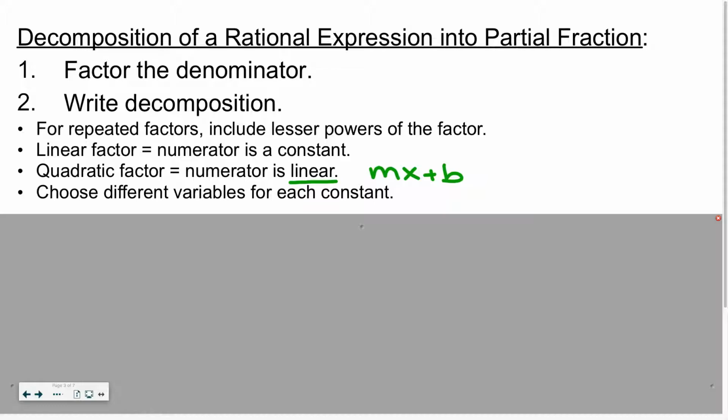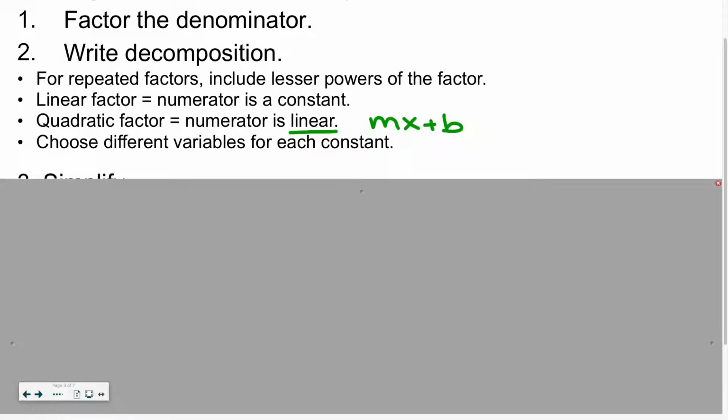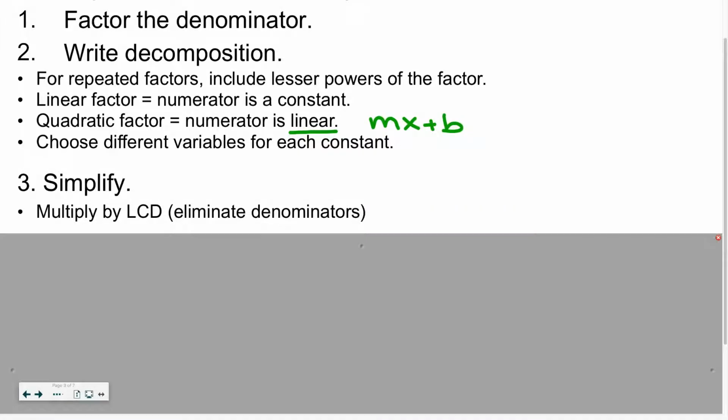And then always remember, each new constant has to be a new letter. So don't keep using a, because they could be different numbers. They're not all the same. Okay, here are the three new steps we're going to do together. First one is going to be simplify.